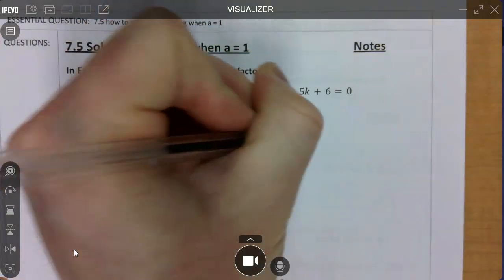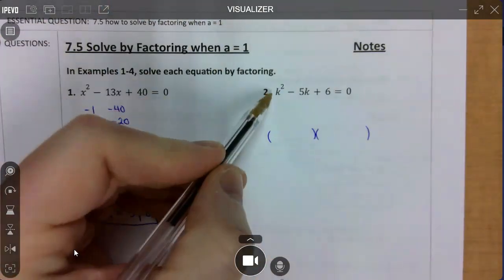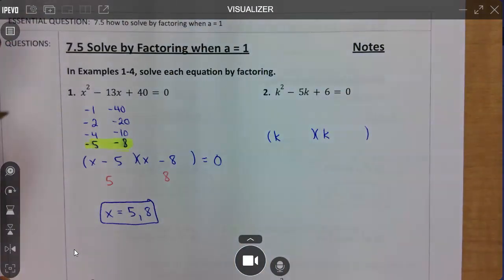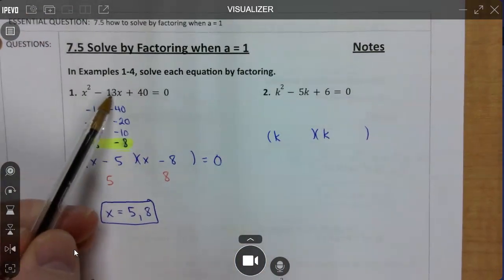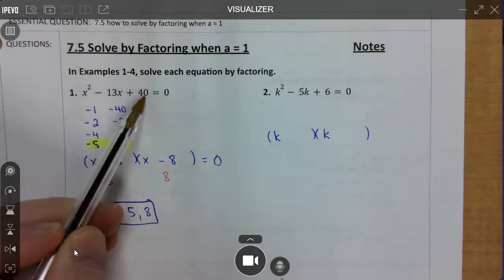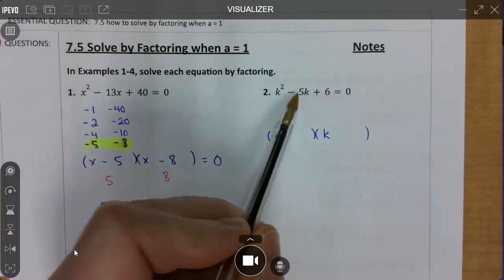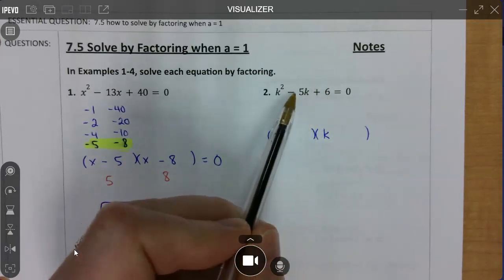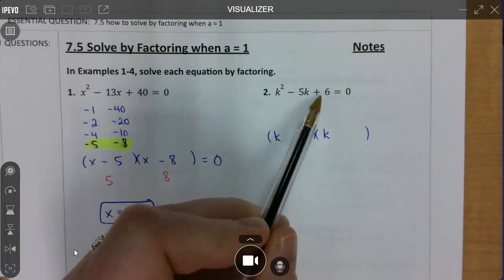So let's run through number 2. We start with our first two parentheses. We take the first term and split it up, so k squared becomes k times k. Now just like this one, when we had a negative sign in the middle and a positive c term, same situation here. So the two numbers that multiply to make 6, they both have to be negative, so that we can get a negative sign here, but a positive result here.